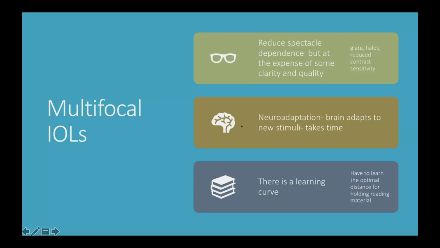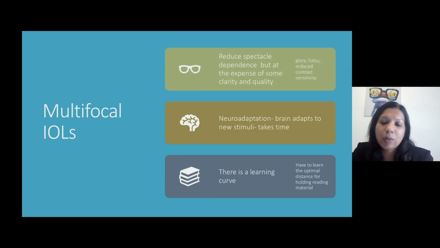There's also a process of neuroadaptation where the brain takes some time to learn to adapt to new stimuli. So if you were to put a multifocal lens in, it might take you a few weeks or even a couple of months to get used to it and really be able to see clearly. And the glare and halos also often do go away, but there is a small percentage of people where the glare and halos don't go away. So it is something that you do have to consider before you decide on having one of these lenses.